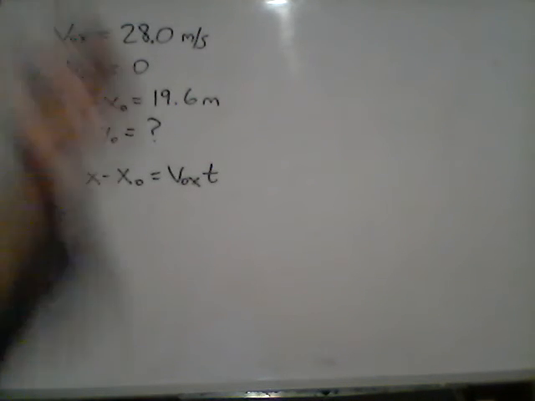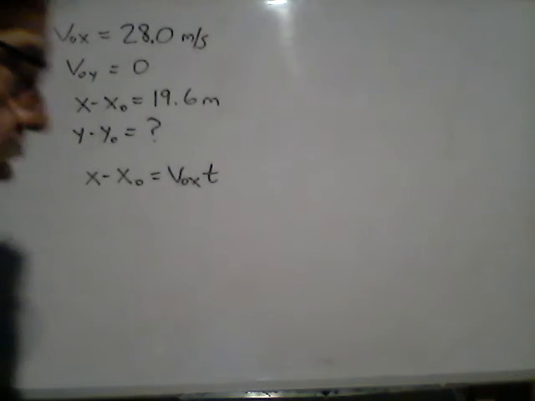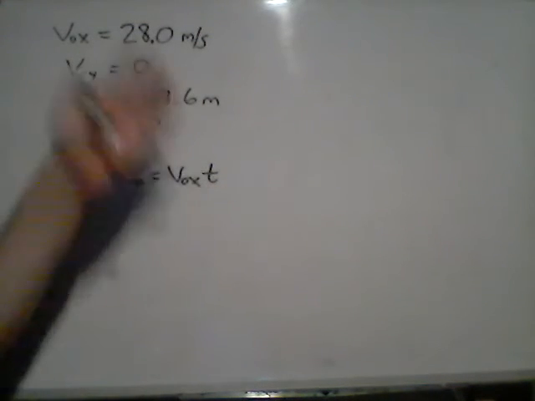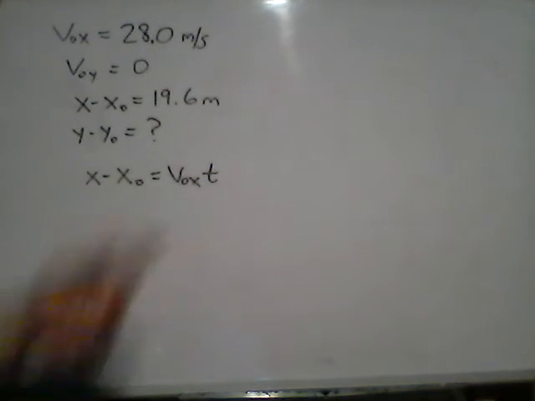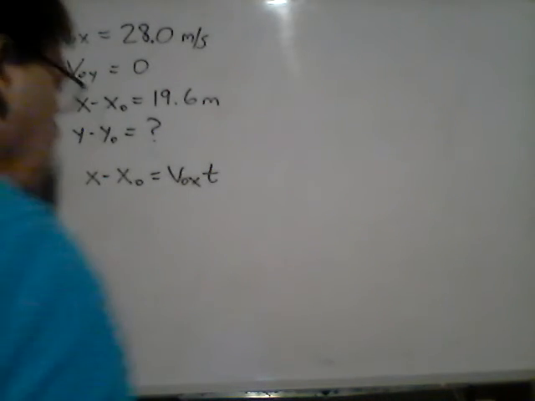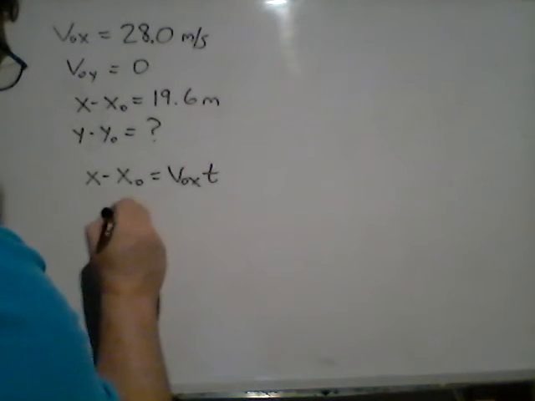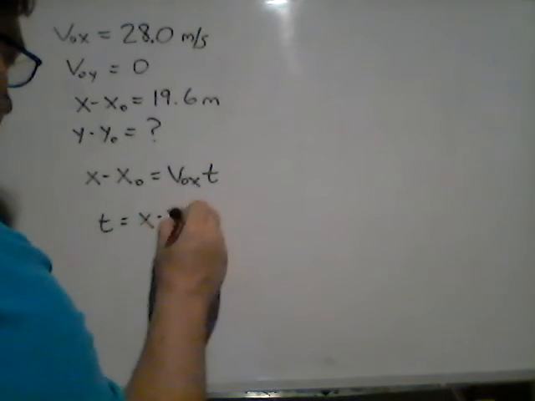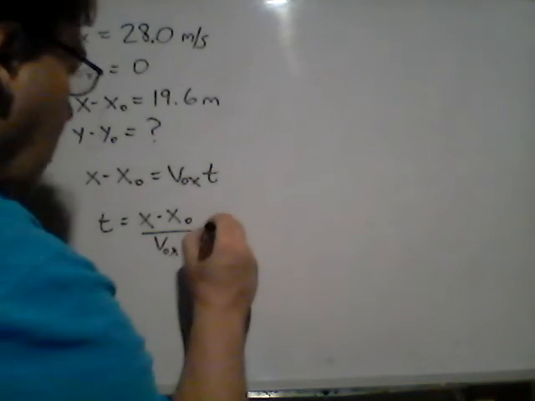We don't have enough information in the y direction to even know this. So we have to use the x coordinate first to determine, in this particular problem, when the problem stops. Then we can apply that information to the y equations, all right? So we have enough information to determine when the problem is over. So I'll solve for time. So t is going to be x minus x naught divided by v naught sub x.